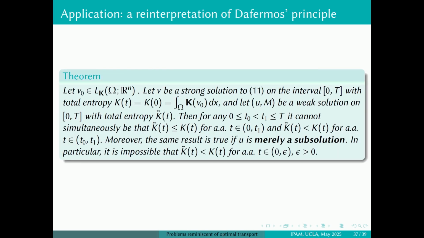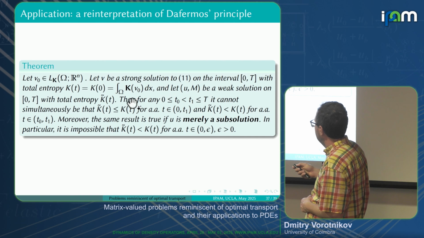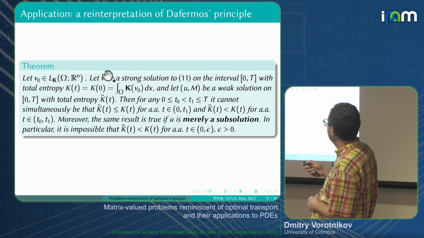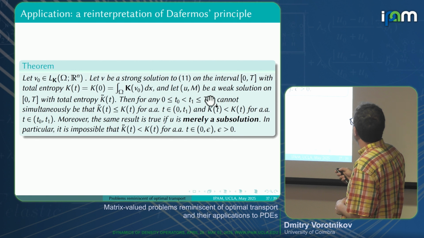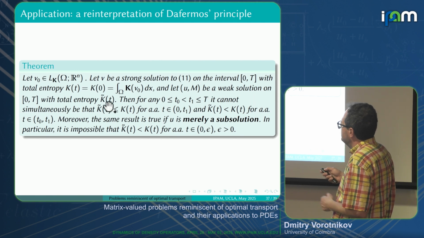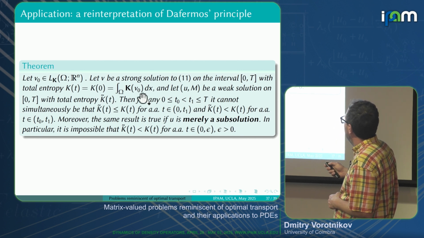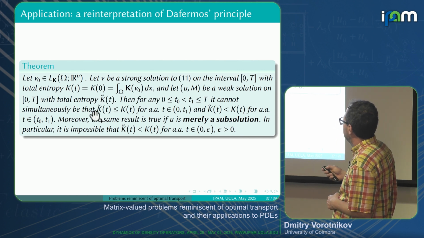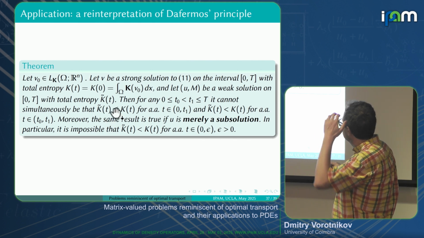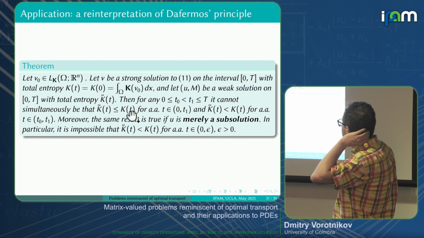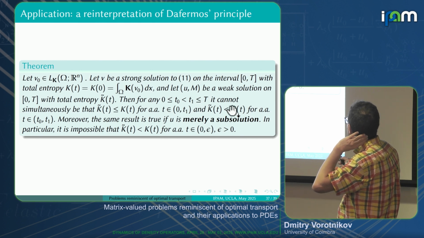And now this Dafermos principle. The application of this is this Dafermos-like statement. Assume that you have a strong solution which conserves the entropy, because strong solutions conserve the entropy. And then you take a weak solution, which has some entropy, depending on time, which probably is not conserved. And then it cannot happen that this entropy is smaller than the entropy of the strong solution.